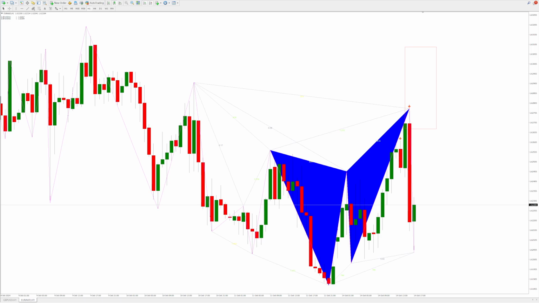Hi traders, and welcome to my video on the Gartley pattern. In this video I'm going to show you how to identify this pattern and interpret it on your trading charts.